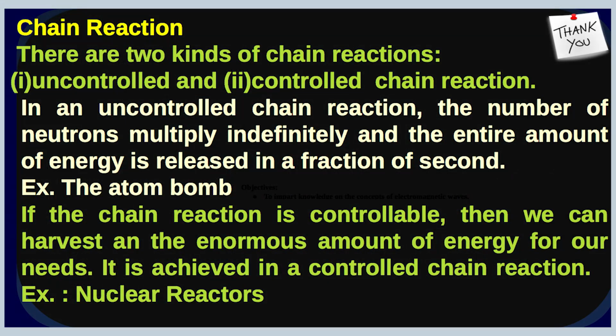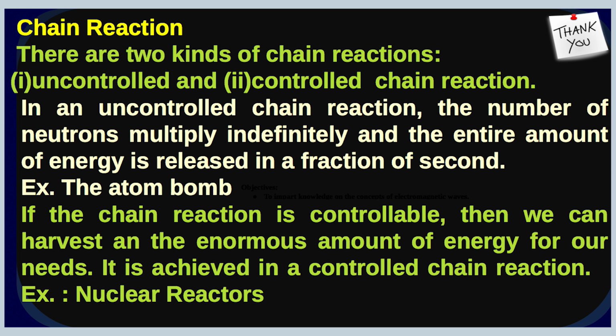So, this chain reaction is actually classified into 2 parts. One is the uncontrolled chain reaction and the other is the controlled chain reaction, and this depends on the controlling of the neutrons generated during this reaction. In an uncontrolled chain reaction, the number of neutrons multiplies indefinitely and the entire amount of energy is released in a fraction of a second, and one example is the atom bomb.